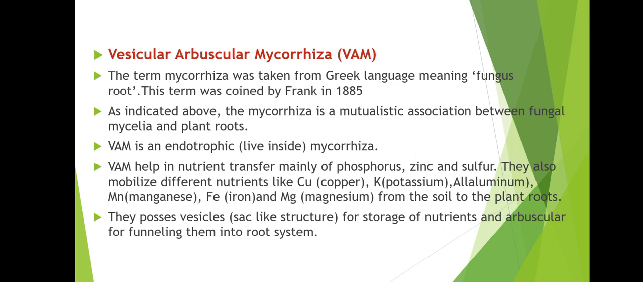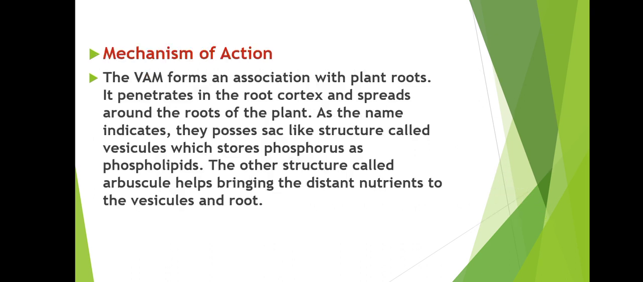It lives inside the root. VAM helps in nutrient transfer, mainly of phosphorus, zinc and sulfur. They also mobilize different nutrients like copper, potassium, aluminium, magnesium, iron, and manganese from the soil to the plant roots. They possess vesicles, sac-like structures for storage of nutrition, and arbuscules for funneling them into the root system.